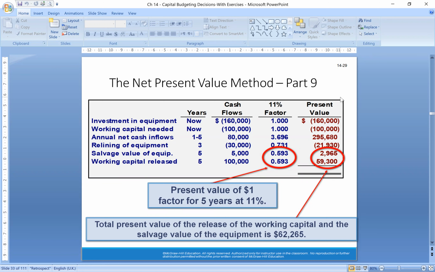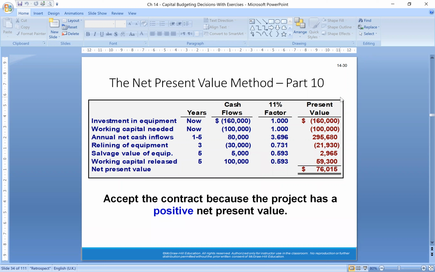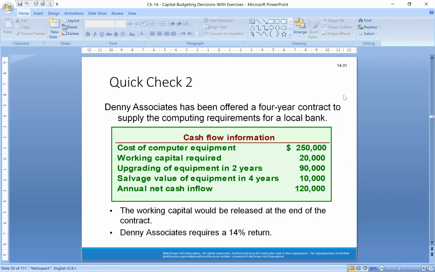So the total will equal something called the net present value of the project. Adding these numbers together, we have $76,015. A positive net present value means we will accept the project. Accept the contract because the project has a positive net present value. Net present value should be positive in order to accept the project.